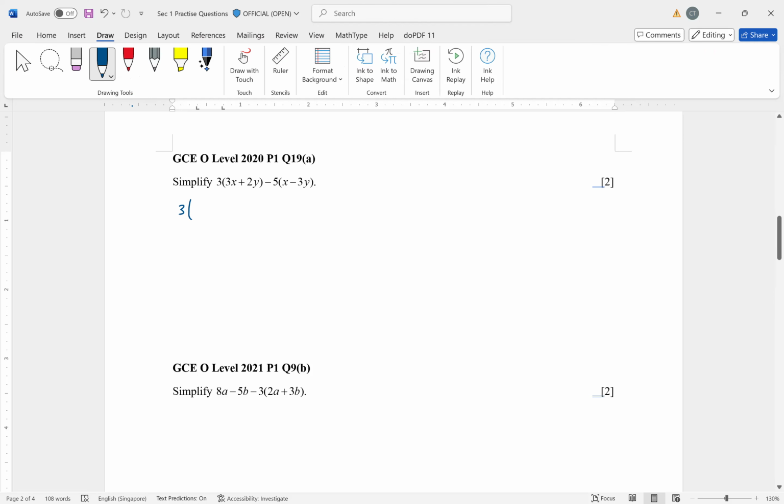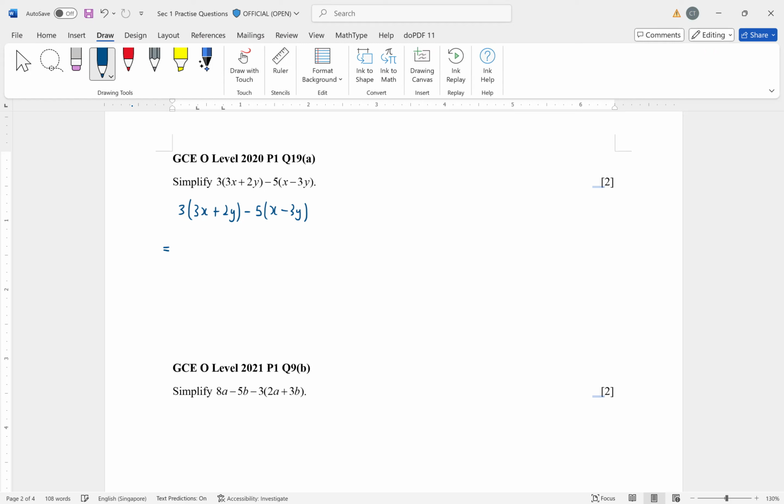Okay, so we have 3 times (3x plus 2y). Whenever you have a number in front of a bracket, what we are saying is that this number is multiplying whatever is inside the brackets, all right? Minus 5 times (x minus 3y). So the first thing to do is to open up the brackets.